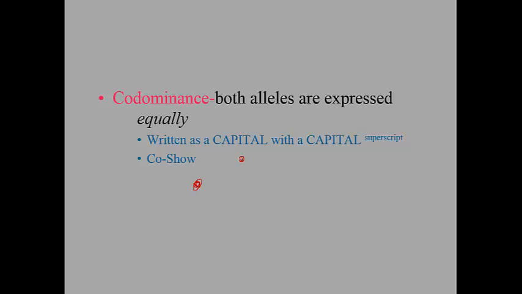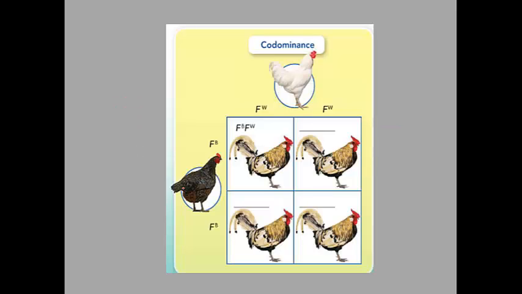This might result in some spots like with Dalmatians, or this might result in a chicken having black and white feathers. So you're going to see both characteristics displayed equally in the phenotype. So here's an example, and this again comes from your textbook. Here we have a white chicken and we have a darker chicken, like a black or a dark brown chicken. And this is going to display codominance. So both of these traits are going to show through.